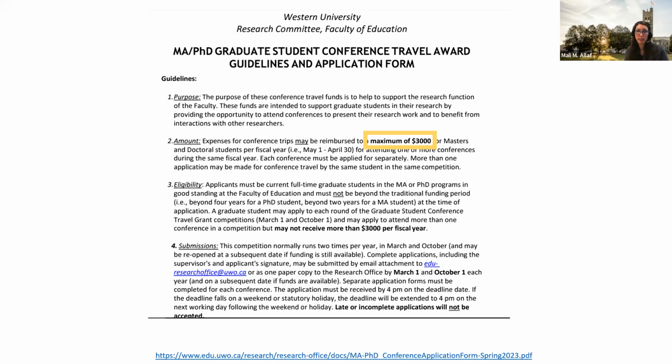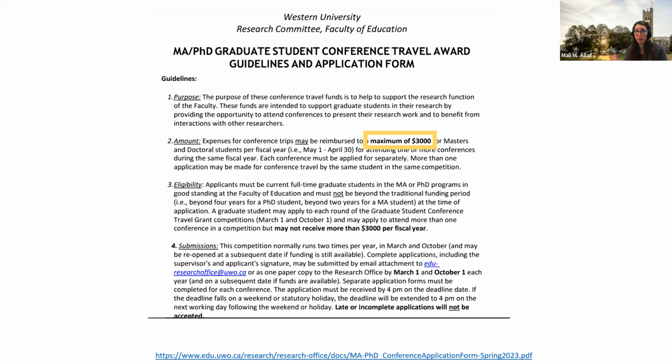One thing that I should mention here: you can attend different conferences at different locations, but you should consider that for attending different conferences, you have to apply for each of them separately. You cannot combine all the conferences in one application. It should be separate. You should also consider that the whole amount that is going to be given to each person is 3,000 for MA and PhD per year, and 1,500 for EdD students per year.